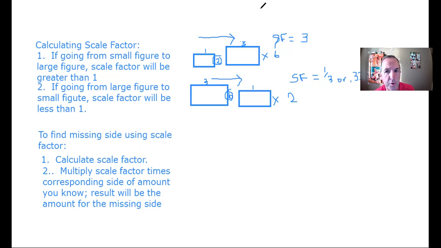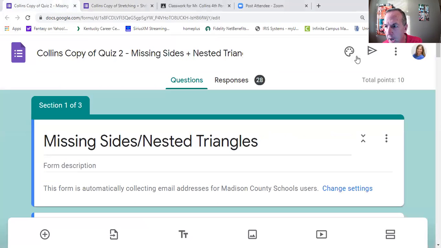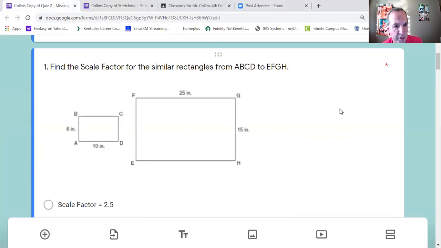So what I'm going to do now is stop sharing long enough to go back in and get away from the whiteboard and see if we can apply that to what we're looking at. So first thing, let's go back into our actual test questions. This is another copy of quiz 2 that you took last week. Let's apply the rules to that. First of all, find the scale factor of ABCD to EFGH. So you're going from small to large.